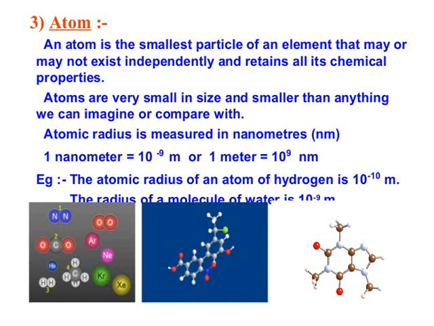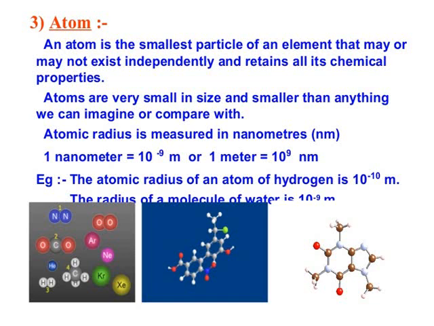Let us study the atoms, which we have already dealt with. What does this slide tell us? An atom is the smallest particle of an element that may or may not exist independently and retains all its chemical properties. Atoms are very small in size, smaller than anything we can imagine or compare with. Atomic radius is measured in nanometers, and the symbol for nanometer is nm. 1 nanometer is equal to 10 to the power minus 9 meters.